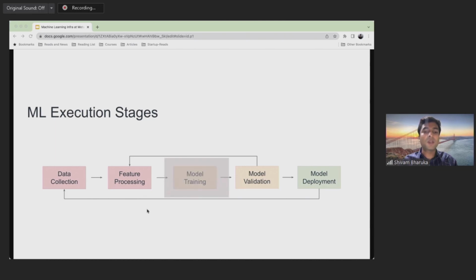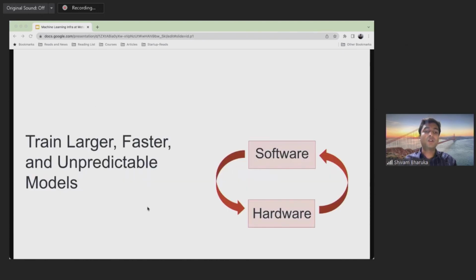Today, I'll be focusing my talk on the model training part of this life cycle. This is one of the most important parts of any machine learning deployment process, and is responsible for the accuracy and the performance of the model itself. So let's look at today's trend in terms of machine learning training. The current trend is to train larger and larger models. Train them as fast as possible, and you have to prepare for an unknown future.